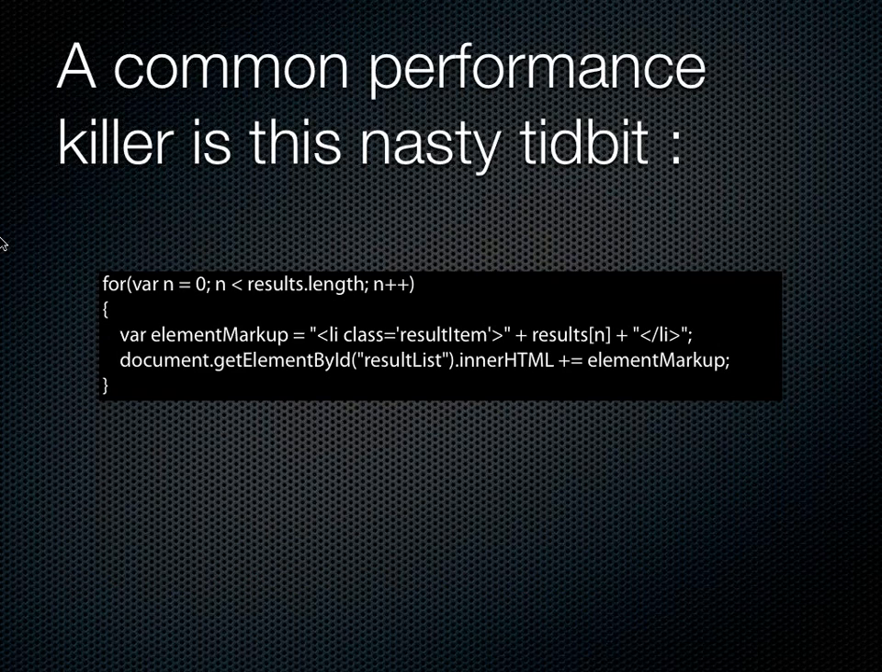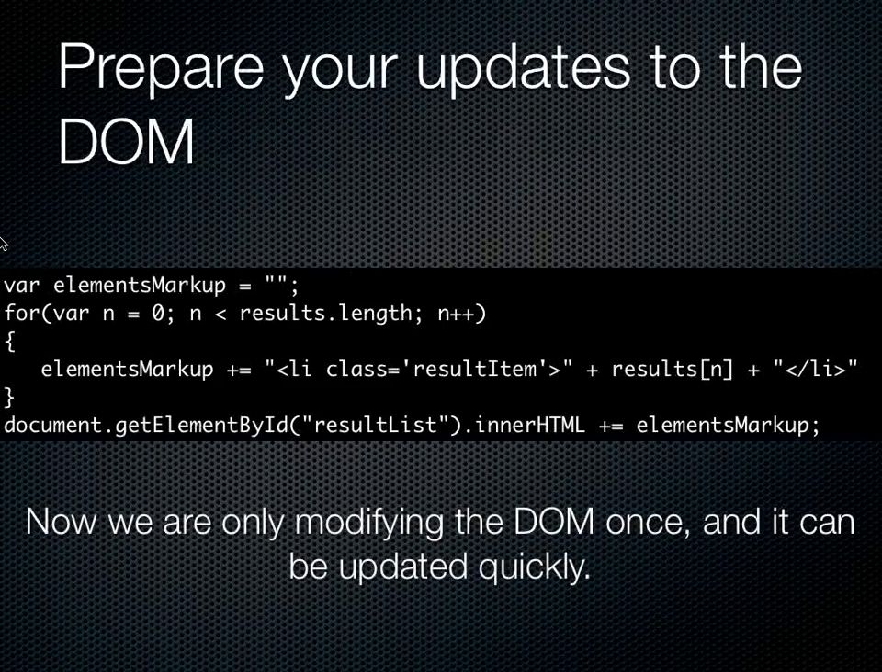So here's something that I see quite frequently. What we're doing here is we're adding some items to a list, and the problem that we're having is that every time through this loop, we're going to be modifying the DOM. So this is going to cause an immediate redraw of the document, and we're going to do that repeatedly for every single item in that list. So a better practice is to prepare your updates and do them all at once.